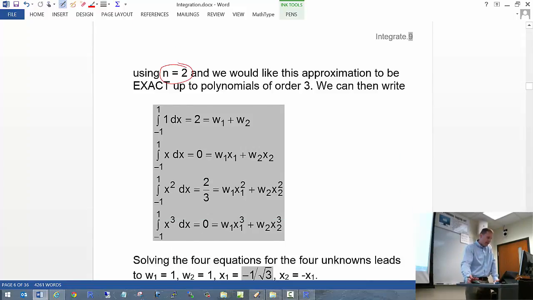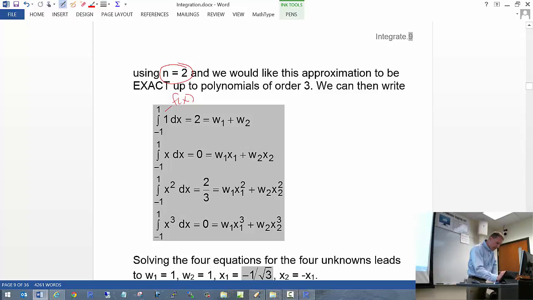And I want to do this approximation exactly. I mean, I want to get the exact answer for polynomials up to an order of 3. So to figure out what the w's and what the x's should be, I can do the following. Let's say that my f of x was equal to 1. So the integral from -1 to 1 of 1 dx is equal, of course, to 2.